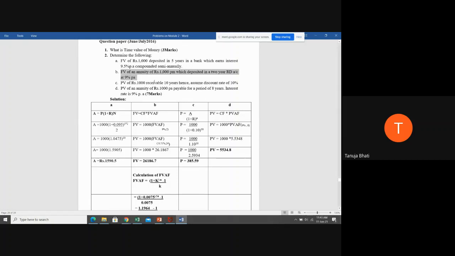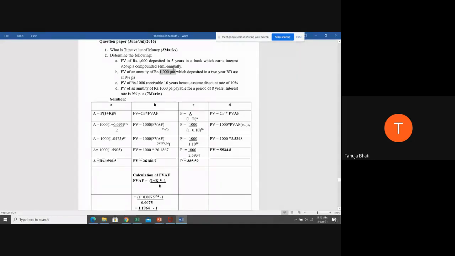Ma'am, I have one doubt. Oh yeah, tell me. Ma'am, the rate of interest that is taken is 0.75%. How come this? What are you saying? The rate of interest is taken as 0.75? I'm taking it as 0.75 because it is given per month.